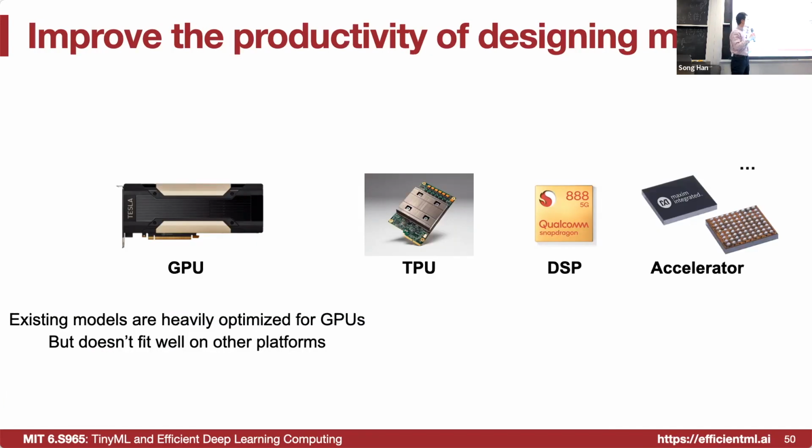So we want to not only search the model for just one hardware platform, but there are so many diverse hardware platforms, like GPU models on the cloud, TPU on the cloud. You have Qualcomm DSPs in your phones, you have all kinds of different accelerators, or even ARM processors with microcontrollers. A lot of big models are heavily optimized for GPUs, but they may not fit quite well on other platforms. Right? So how do we efficiently customize and adapt the model for different hardware platforms?